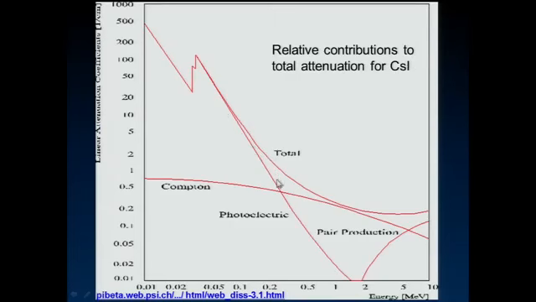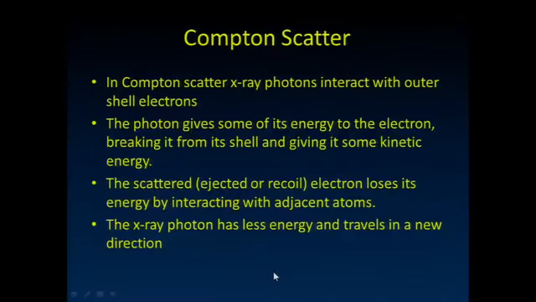And notice here the photoelectric effect and the Compton effect are about the same contribution to the total attenuation of the X-ray beam, up at around 200 keV. We're going to see in biologic tissue that occurs much lower down than that because biologic tissue has a much lower average Z. So let's talk a little bit about Compton now. In Compton, the X-rays tend to interact with those outer shell electrons. The X-ray photon gives some of its energy to one of those outer shell electrons, typically breaking it from its shell and giving it some kinetic energy.